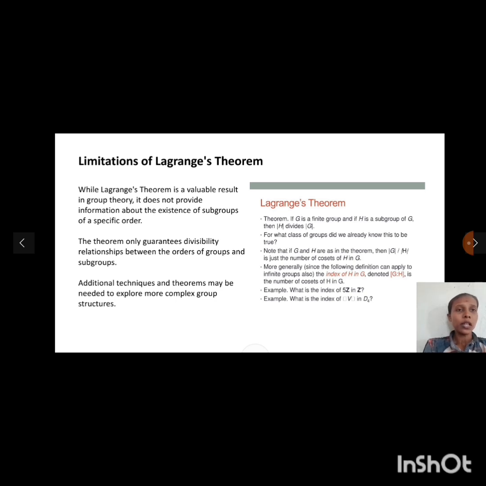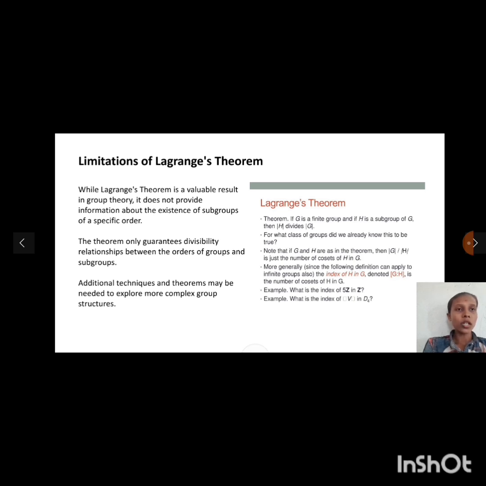Lagrange's theorem. Theorem: If G is a finite group and if H is a subgroup of G, then |H| divides |G|. For what class of groups did we already know this to be true? Note that if G and H are as in the theorem, then |G| divided by |H| is just the number of cosets of H in G.